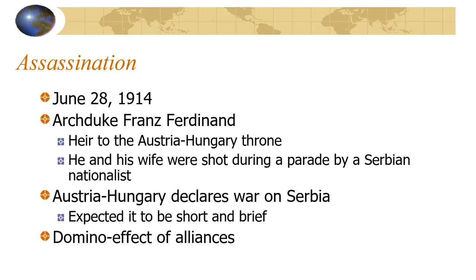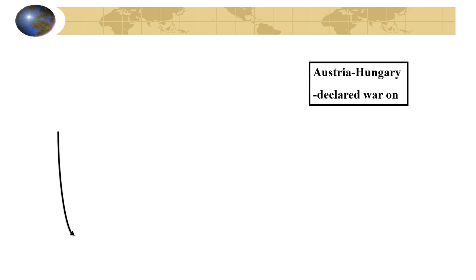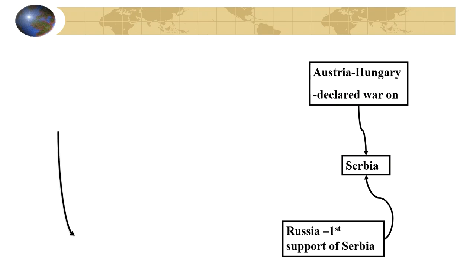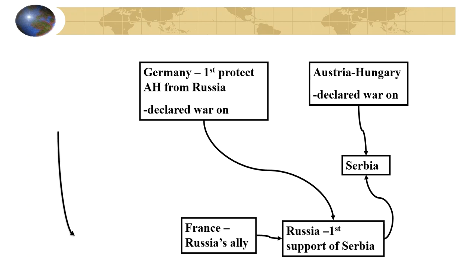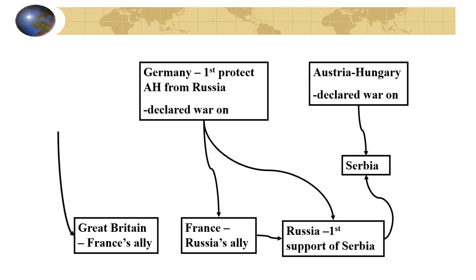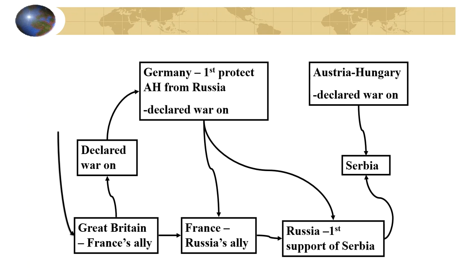However, there's a domino effect of alliances. So let's look at some of those alliances. Austria-Hungary declared war on Serbia. Well, Serbia's first supporter is going to be Russia. Germany was the first to protect Austria-Hungary from Russia, so they declared war on Russia. And then they're going to declare war on France because France was Russia's ally. So then Great Britain gets involved as France's ally. And so later they're going to declare war on Germany.